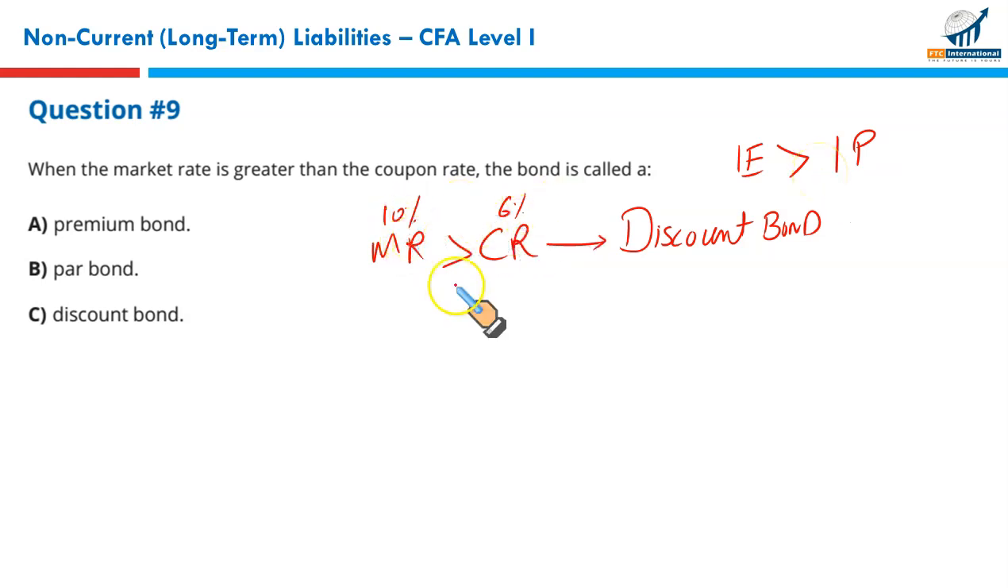Next, let's say your coupon rate is greater than the market rate. You are offering 12%, whereas the market rate is 10%. Since your rate is so good, people will be willing to pay more than the par price of the bond. This is called a premium bond.